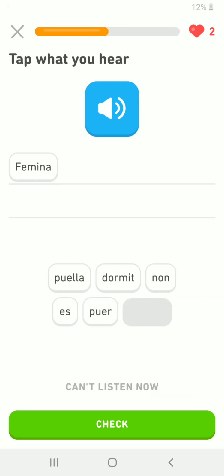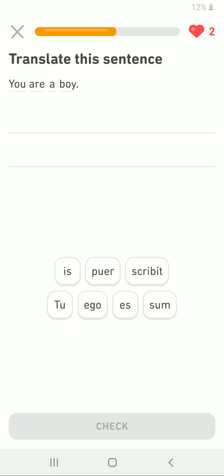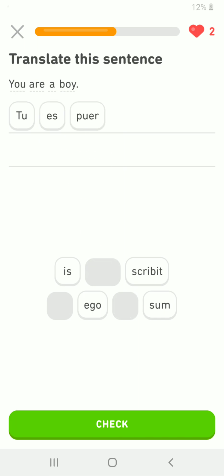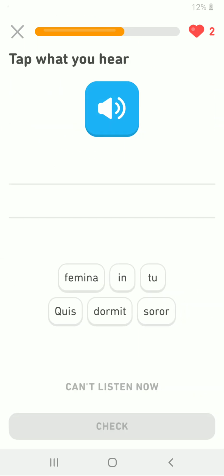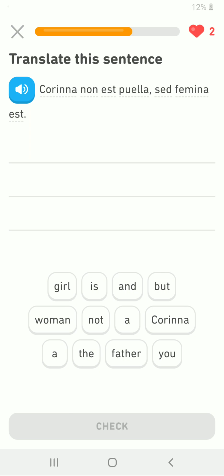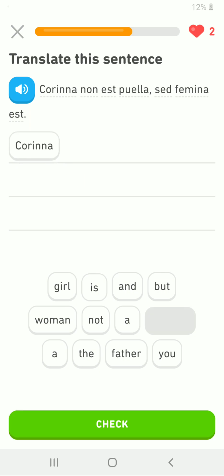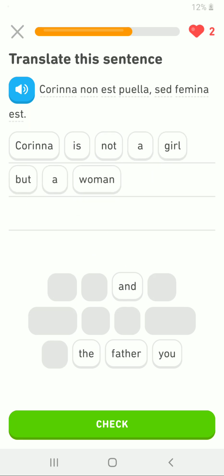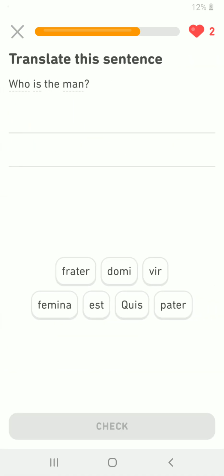Femina dormit. Dormit, the woman sleeps, or is sleeping in the present continuous. You are a boy, so tu es puer. Quis dormit? Who is sleeping? Corinna non est puella, sed femina est. But a woman. So very easy. Corinna is not a girl, but a woman.